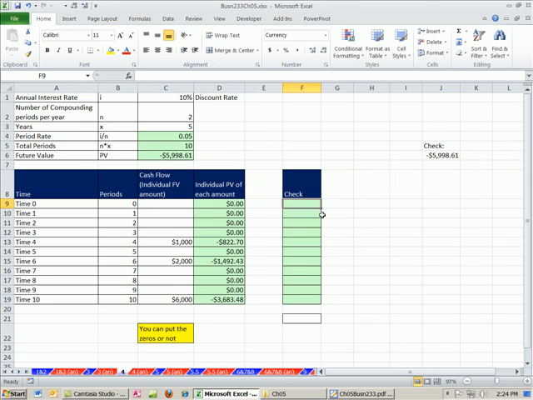Now I'm going to check it over here with my math formula. I'm going to take the future value amount and divide it by open parentheses 1 plus the period rate, caret, and then this period right here. By the way, what's anything raised to the 0? It is 1. Now, I better lock this right here. I put my cursor there and hit the F4 key.